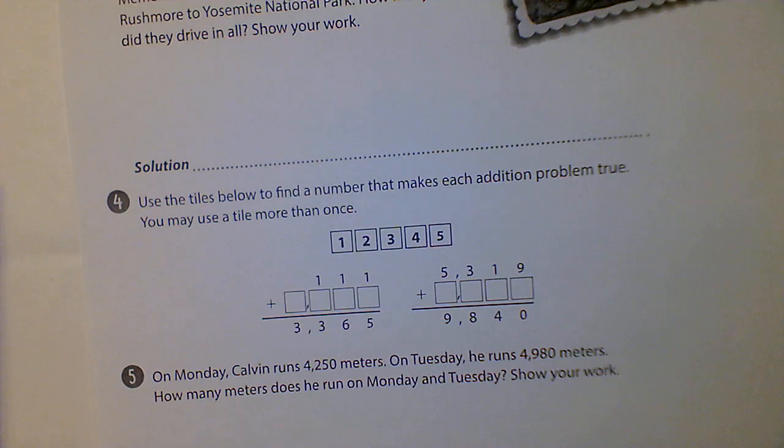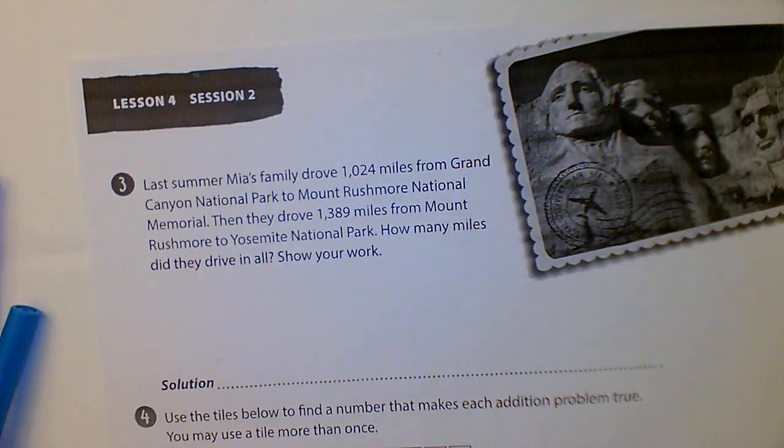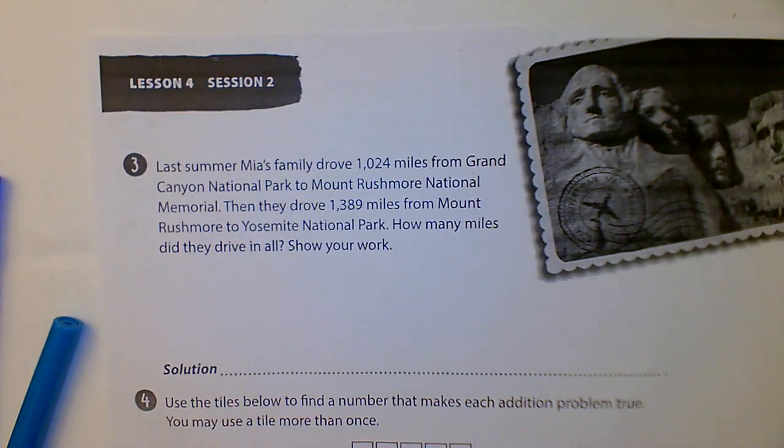So now we have a nice word problem. So let's take a look at this. So it says, last summer, Mia's family drove 1,024 miles from Grand Canyon National Park to Mount Rushmore National Memorial. Then they drove 1,389 miles from Mount Rushmore to Yosemite National Park. How many miles did they drive in all?